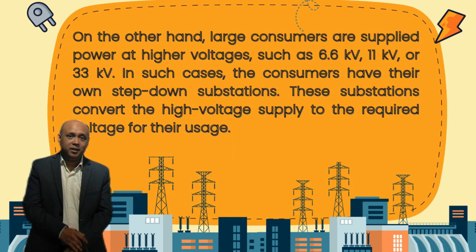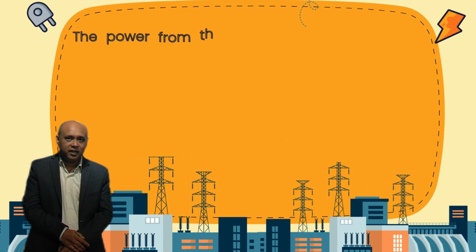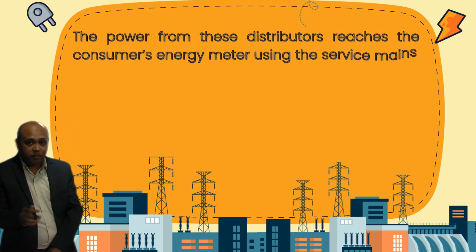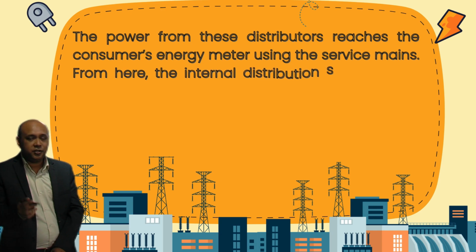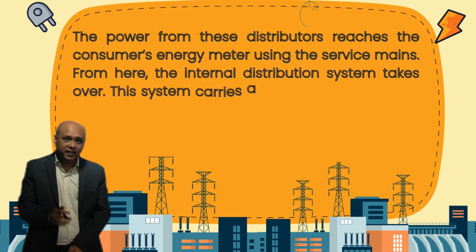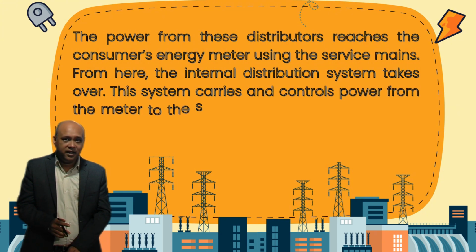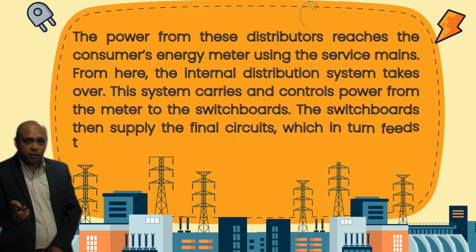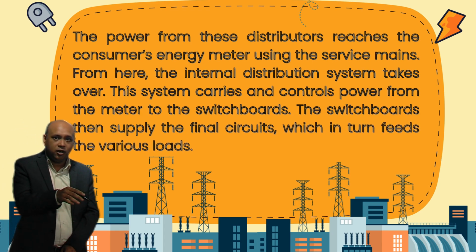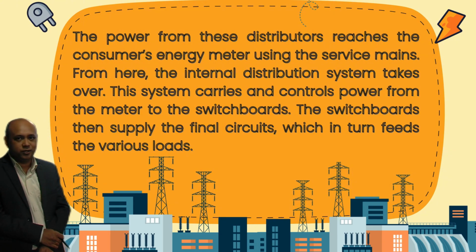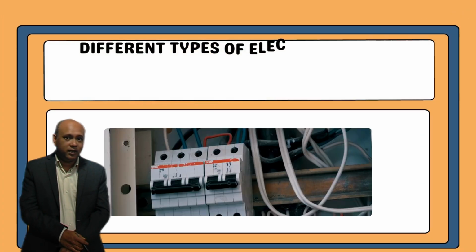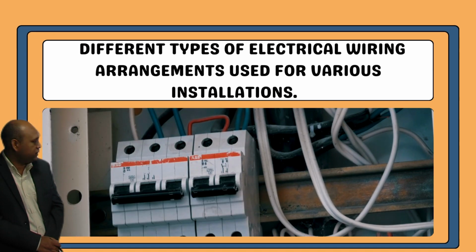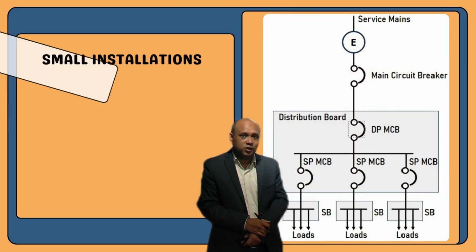You see, the power from these distributors reaches the consumer's energy meter using the service mains. From here, the internal distribution system takes over. This system carries and controls power from the meter to the switchboards. The switchboards then supply the final circuits, which in turn feed the various loads. Now, let us explore the different types of electrical wiring arrangements used for various installations. Let's start with small installations.